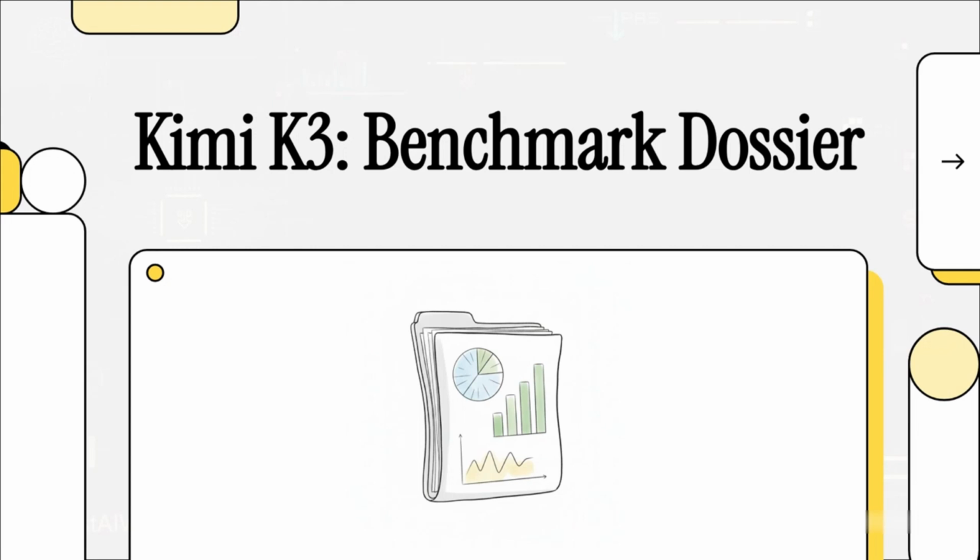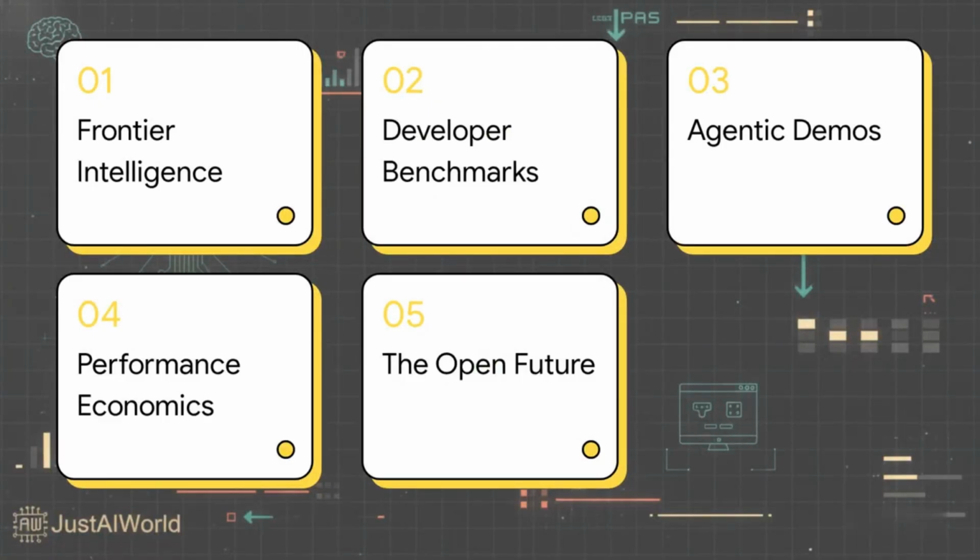So here's our game plan for today. We'll kick things off with Exhibit A, Frontier Intelligence, then move into Exhibit B for Developer Benchmarks. After that, Exhibit C covers agentic demonstrations, and Exhibit D breaks down the performance economics. Finally, we'll wrap up with our verdict on the open future. Let's get right into it.